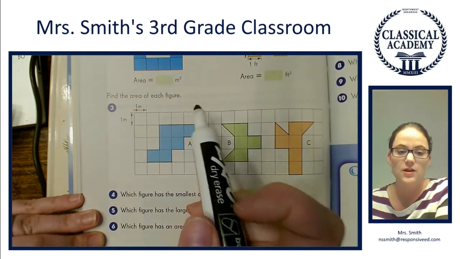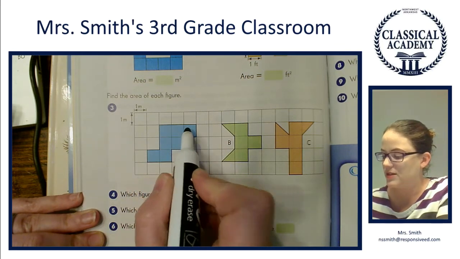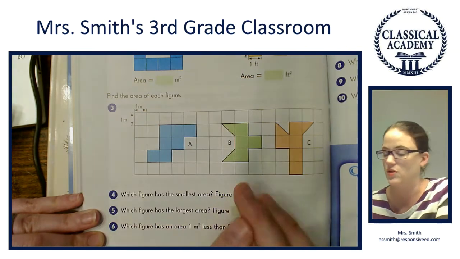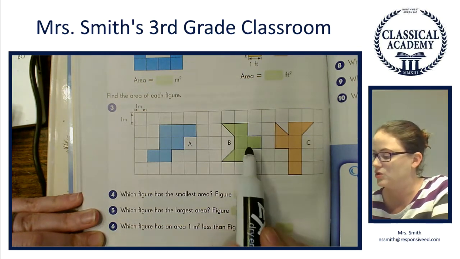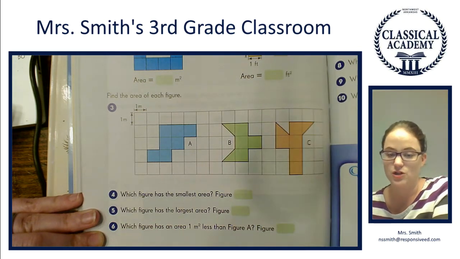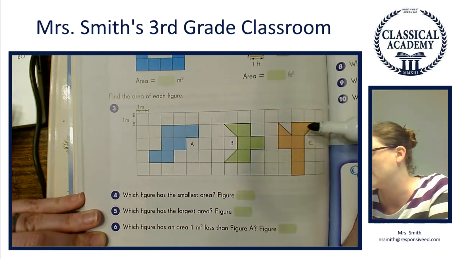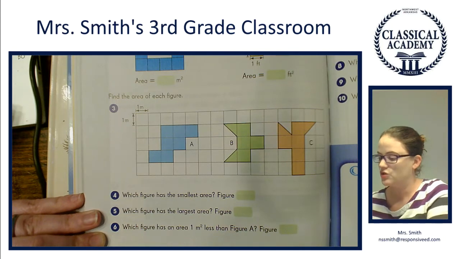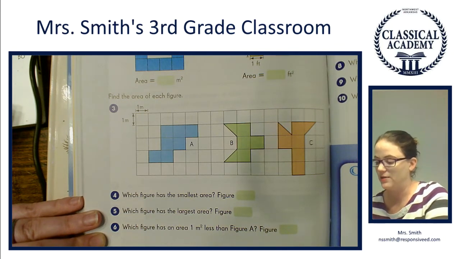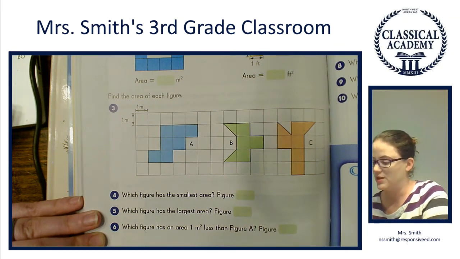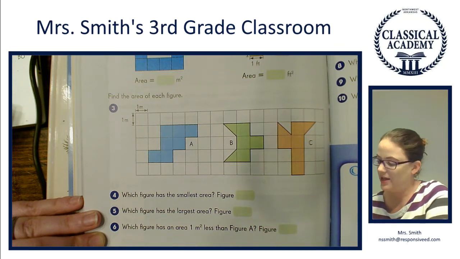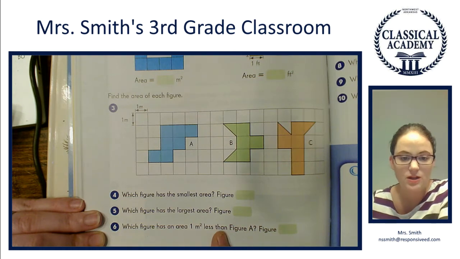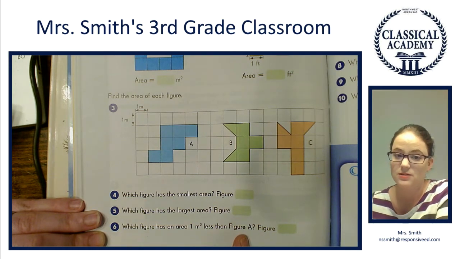For number 3, figure A was 2, 4, 6, 7 meters squared. Gotta look at the units. B is 1, 2, 3, 4, 5 meters squared. And C is 1, 2, 3, 4, 5, 6 meters squared. So which one has the smallest area? B. Which one has the largest area? A. And which one has an area 1 meter less than figure A? C.